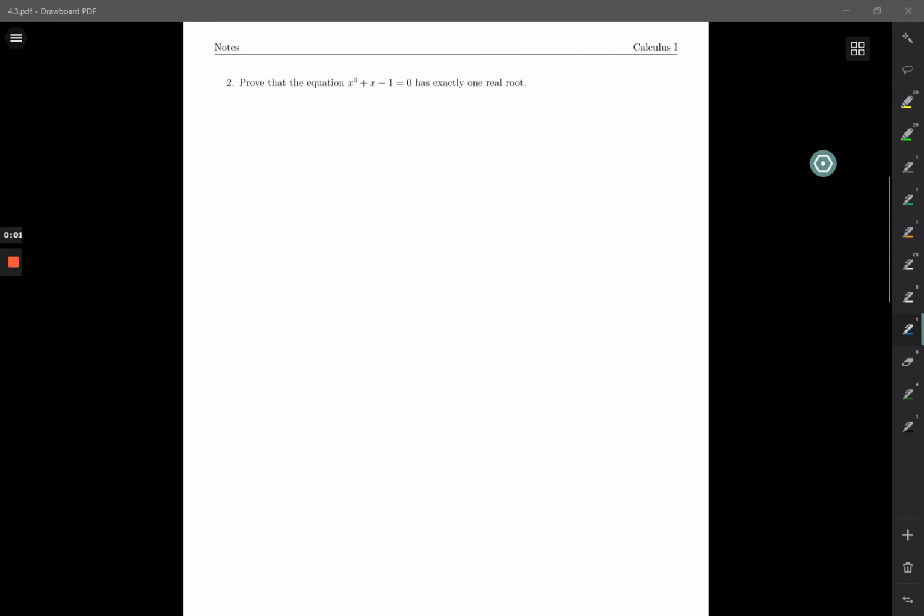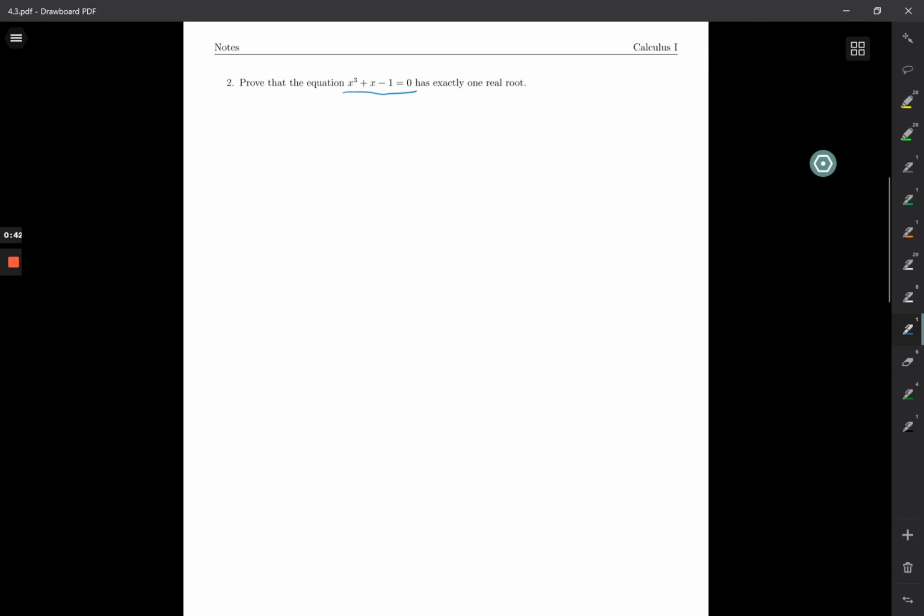Okay, so here we have a problem that is a little bit less trivial than the one that we just did. Here we're being asked to prove that this particular equation, x cubed plus x minus 1 equals 0, has exactly one real root. And we want to do this without just using a graphing calculator or something like that. We can actually use Rolle's theorem to help us prove that this equation has only one real root.